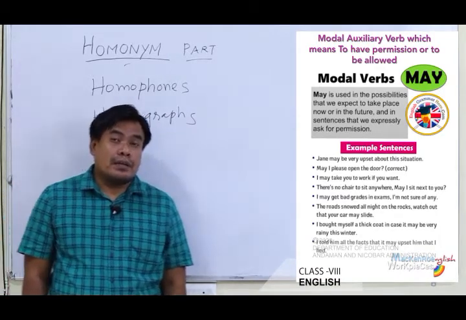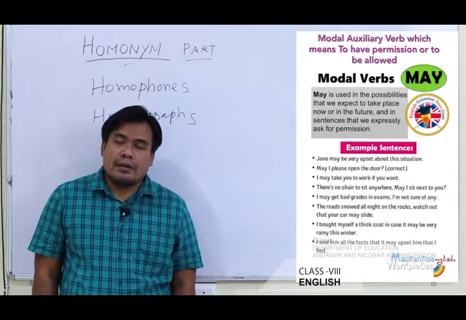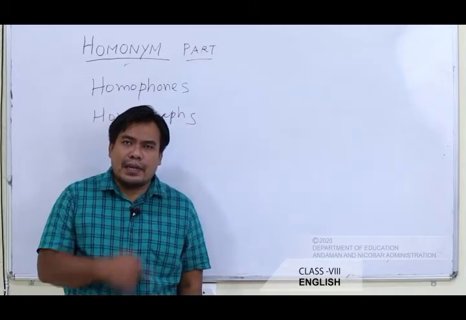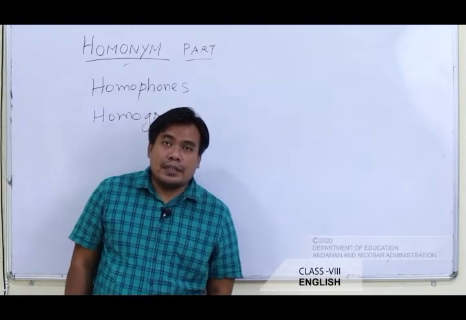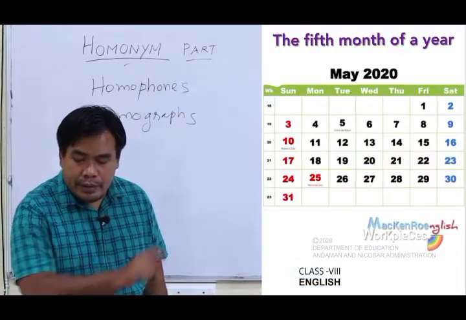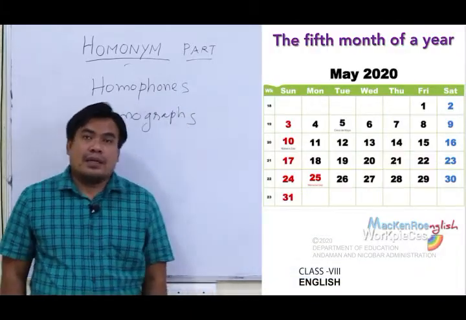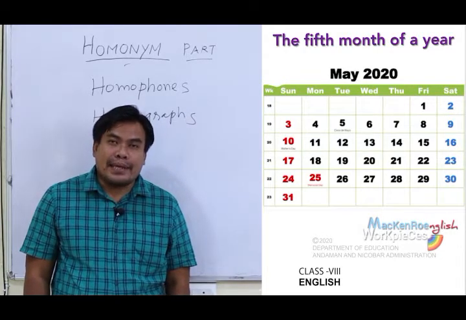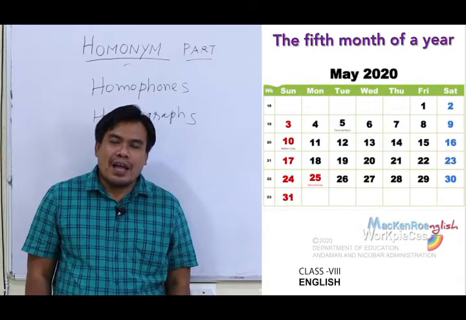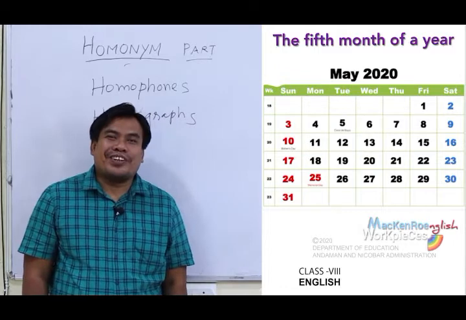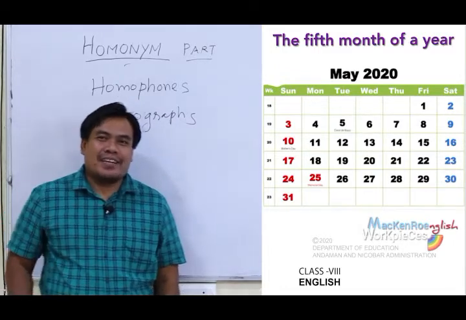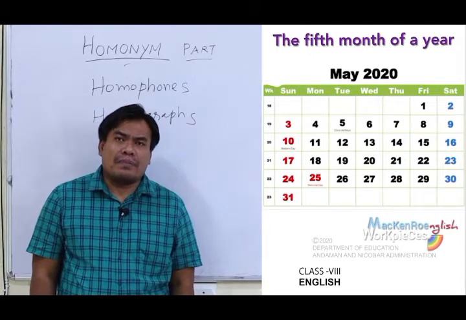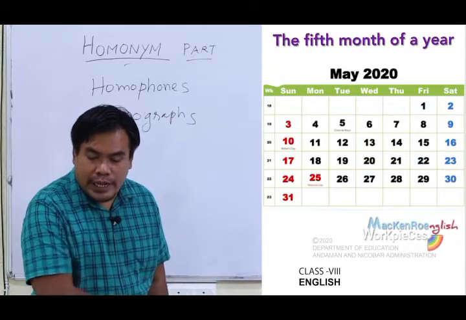What could be the second one? M-A-Y, may. Come on, think of it. Okay, okay. It's there on your screen. It's the 5th month of a year. What is it? It's the 5th month of a year. And that is May. You know one thing? I was born on 17th May 1982. Yeah, recently I celebrated my birthday. So May, the name of the month. Okay, let's move on to the next one.